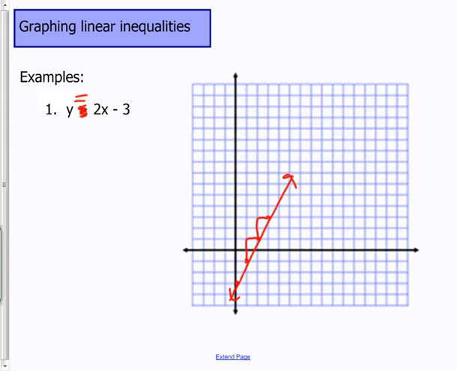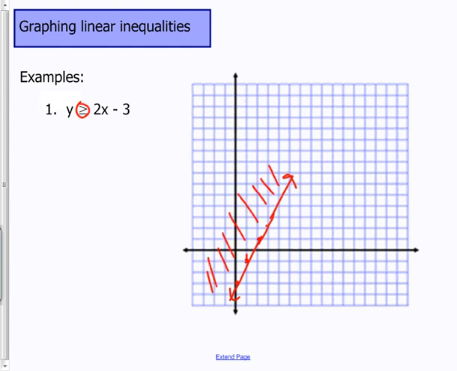Okay, now I just graphed the equal to part. Now I've got to handle the actual greater than or equal to. So do I shade above it or below it? Above it. If it says greater than, you shade above. That's all there is to it.